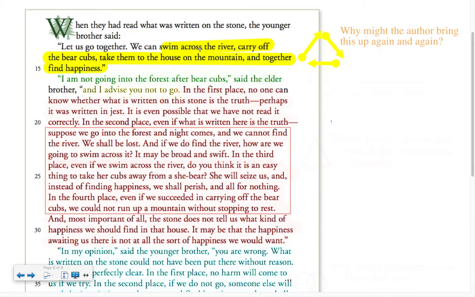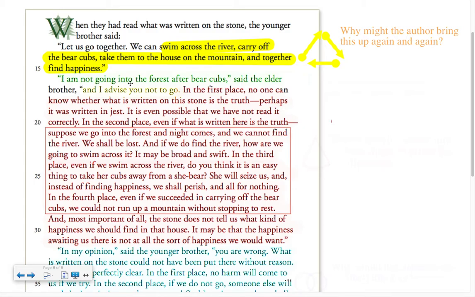And I'm guessing at this early stage that this kind of motif or this theme of going through these steps to find happiness is important. And it really reminds me that maybe this story is about happiness, or finding happiness, or what it takes to find happiness. Let's continue reading.